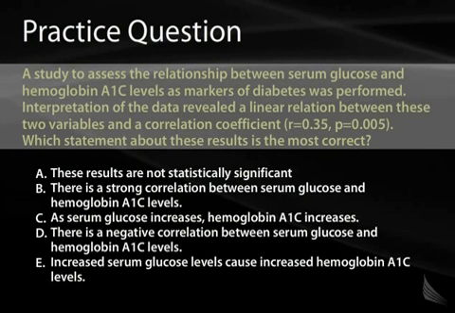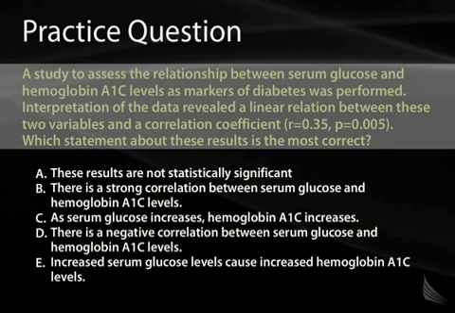A. These results are not statistically significant. B. There is a strong correlation between serum glucose and hemoglobin A1C levels. C. As serum glucose increases, hemoglobin A1C increases. D. There is a negative correlation between serum glucose and hemoglobin A1C levels. Or E. Increase in serum glucose levels cause increased hemoglobin A1C levels.